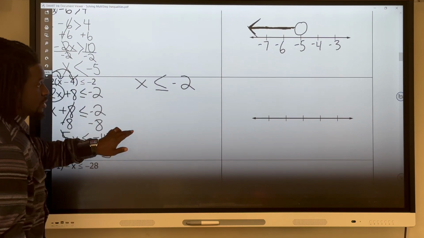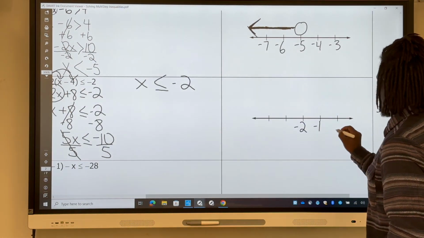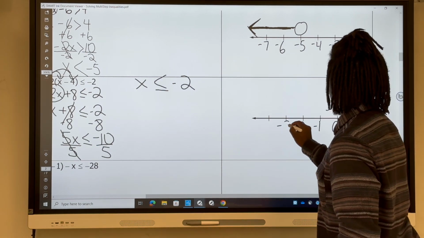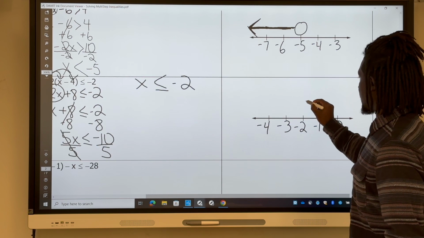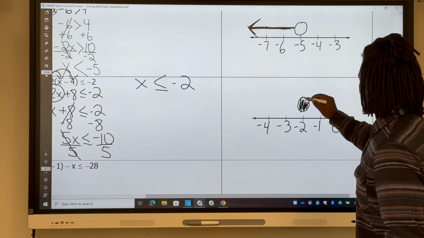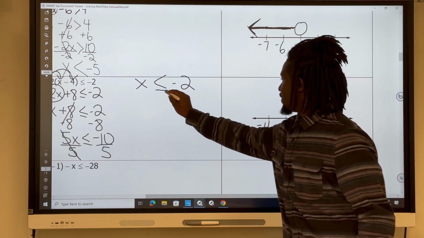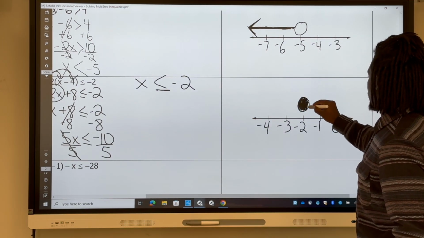So, to graph that, I'm going to put negative 2 here, negative 1, 0, negative 3, negative 4. I'm going to go to negative 2. I'm going to put a circle. This time the circle is closed because this says also equal to. Okay, so I'm shading in.